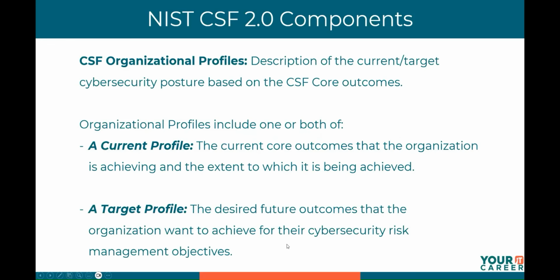And this is just simply the description of the current and target cybersecurity posture based on the core outcomes that a company wants. So let's just break that down a little bit simpler. There are 2 key profiles that a company can choose to have. One is their current profile that essentially says, this is currently where we are with our cybersecurity posture. And then a target profile that says, this is what we want. This is where we want to be. This is our desired outcome for our risk management objective, okay?